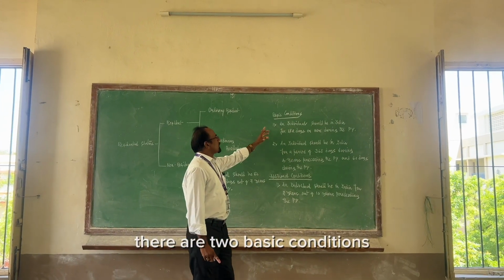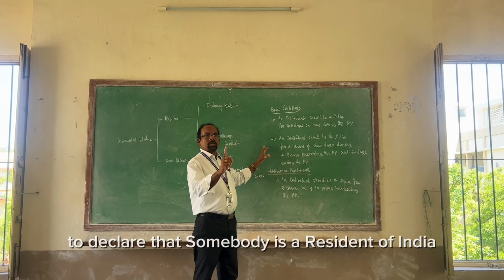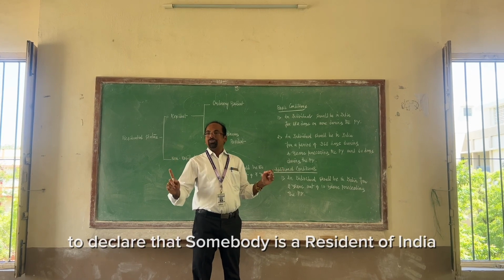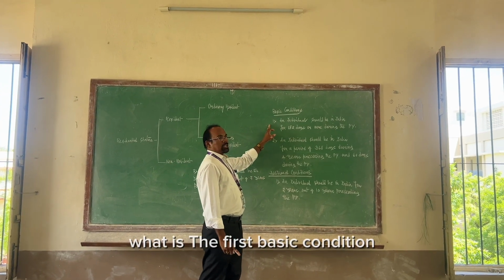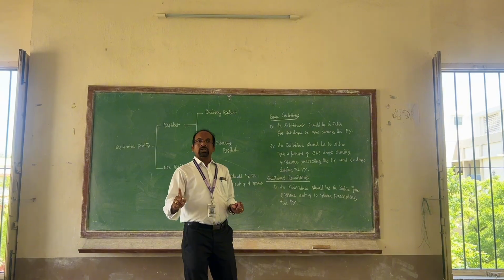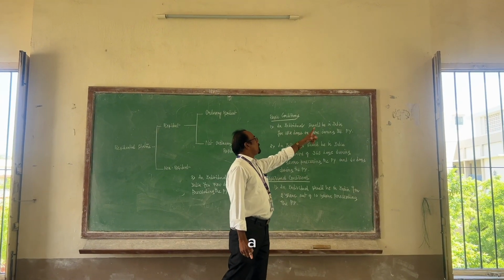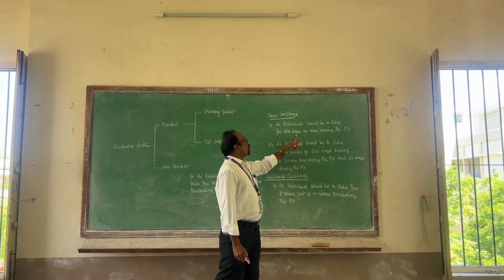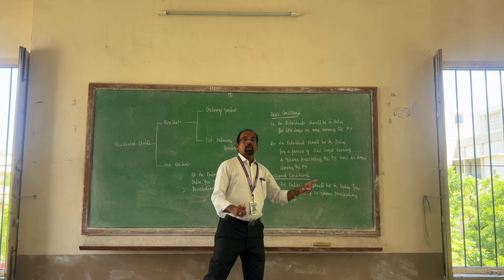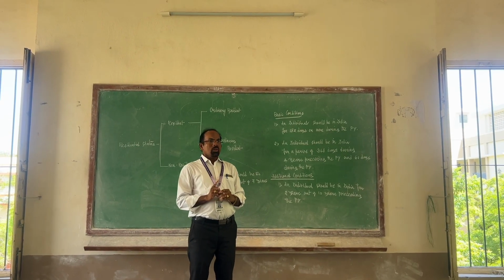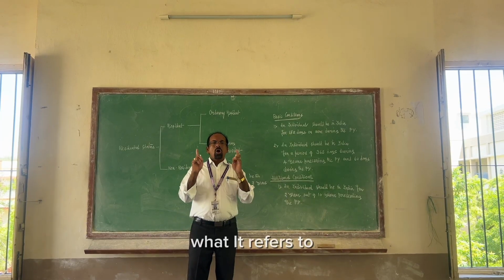There are two basic conditions to declare that somebody is a resident of India. What is the first basic condition? The first basic condition is an individual should be in India for a period of 182 days or more during the previous year. When I mean previous year, what it refers to?